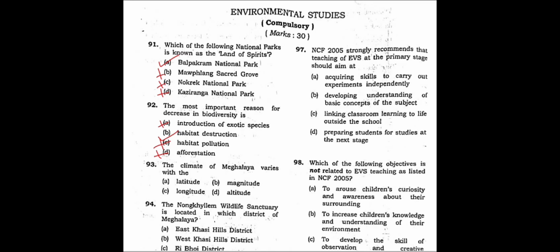Let's go to the next question now. Let's see what we have. Question number 93. All right. The climate of Meghalaya varies with, see, we the people of Meghalaya, we know that Meghalaya is known as like the abode of clouds, right? Because we receive a lot of rainfall throughout the year in our state. So we are so lucky to be the people of Meghalaya, right?